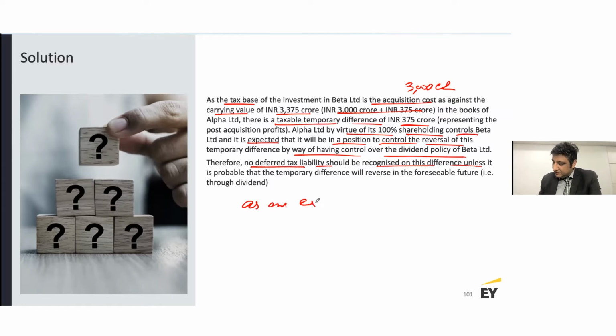As an exception, no deferred tax liability should be recognized on the difference unless it is probable that this temporary difference will reverse in the near future or a foreseeable future.